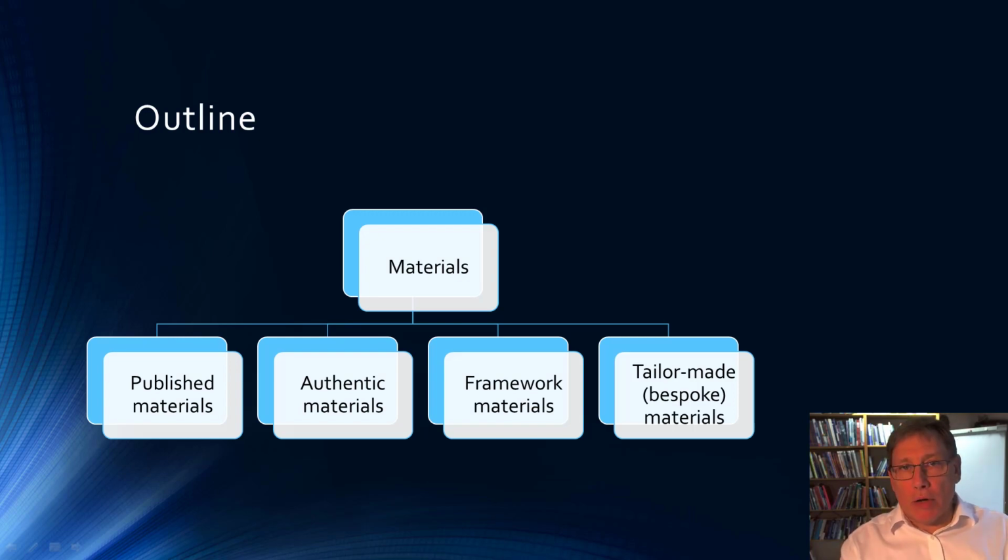First of all, we'll talk about published materials. So these are the course books and the resource books and so on that are produced by big publishers, small publishers all over the world. Then we'll be looking at authentic materials, what we mean by authentic materials and how we can use them. We'll be looking at framework materials, and then finally we'll look at tailor-made or bespoke materials. And throughout this session, what we'll be looking at is the advantages and disadvantages of each type.